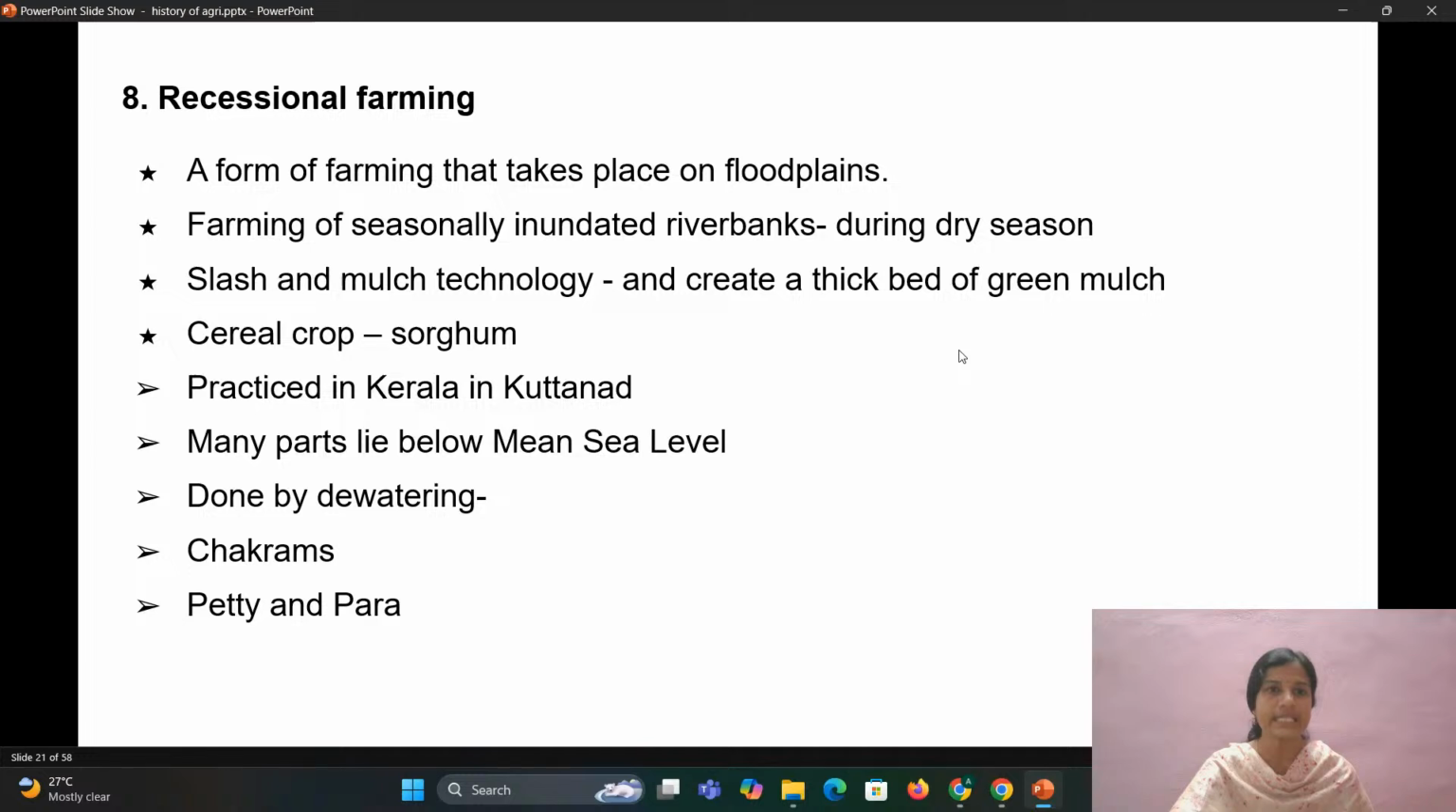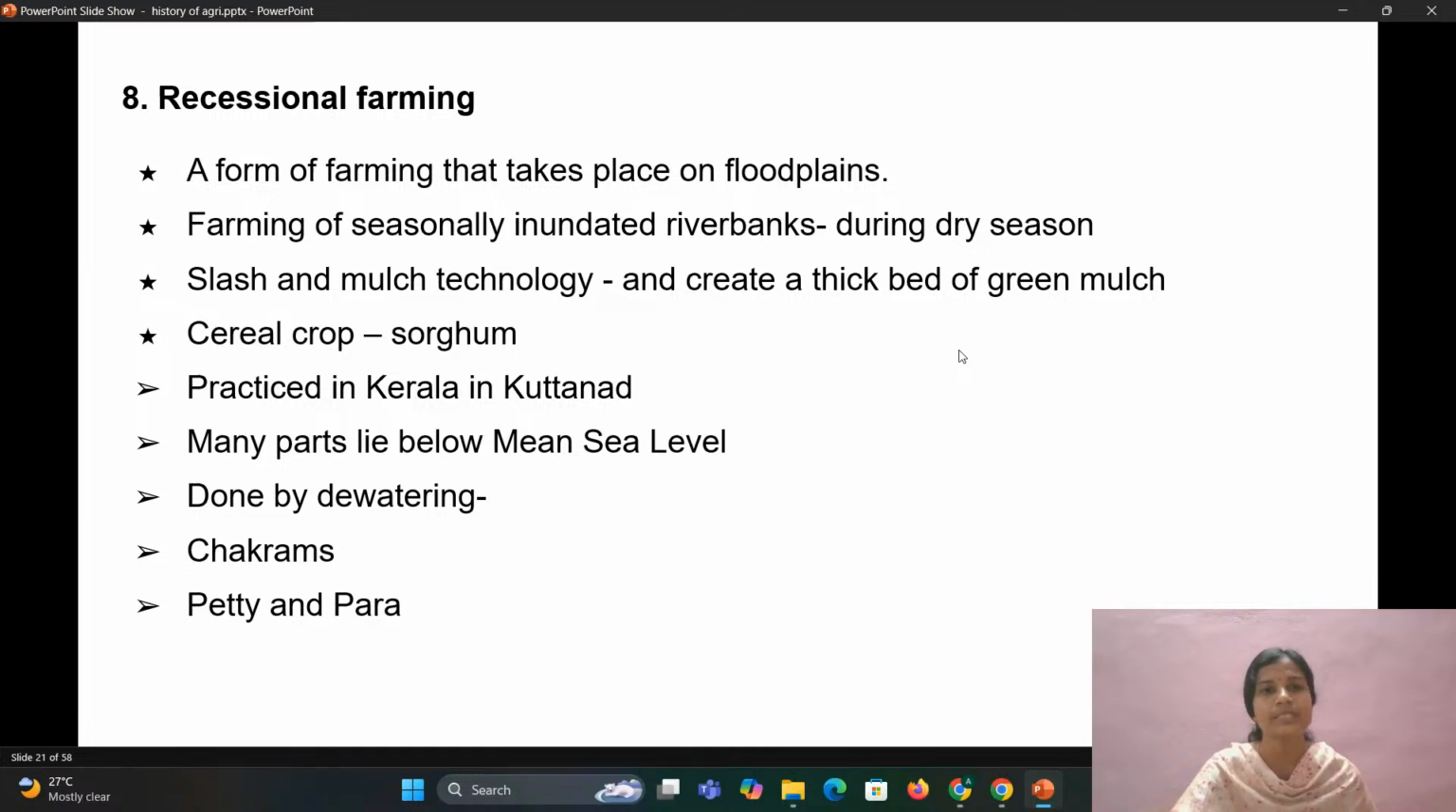Then recessional farming. Recessional farming is a type of farming that takes place on floodplains. Once the flood water recedes, a particular area will be selected, the area will be cleared, and then crops will be raised in that region. Usually it will be on the river banks. The major crops grown there are mainly cereal crops or millets like sorghum.